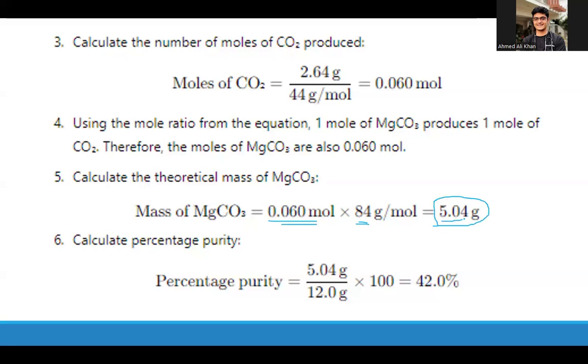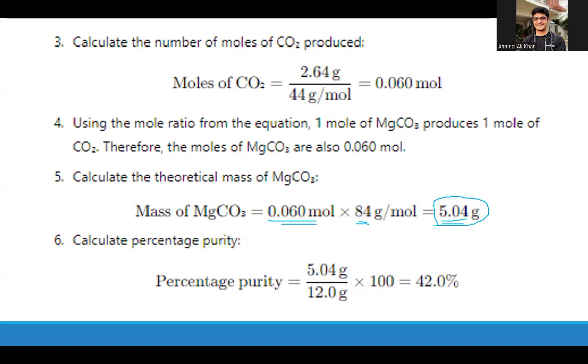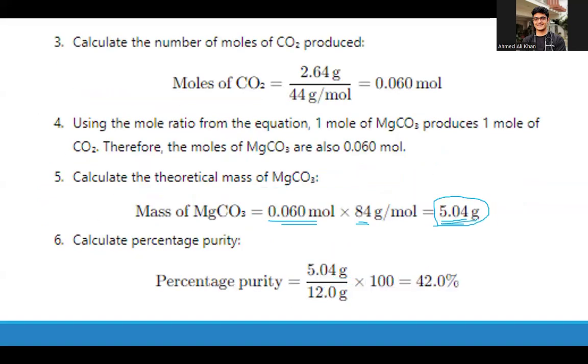So yeah, this is the actual mass of magnesium carbonate that is needed to produce 2.64 grams or 0.06 moles of carbon dioxide, right? So let's go back to the question. उन्होंने how much mass of that magnesium carbonate were we reacting? We were reacting 12 grams. जबकि actual में कितना required है हमें? Only 5.04 grams. So can we calculate the percentage purity of this magnesium carbonate now? We'll just divide 5.04 grams by 12, and that gives us 42%. That's how you calculate the percentage purity.